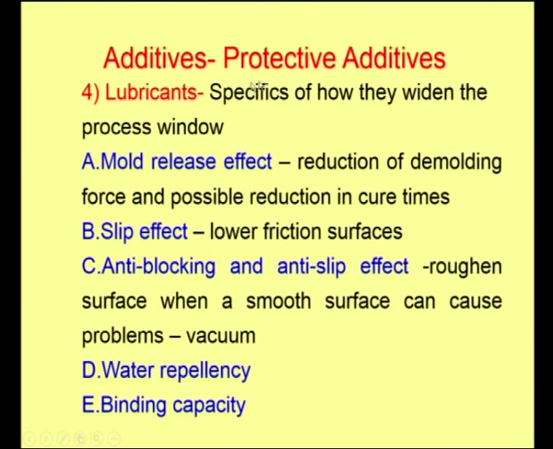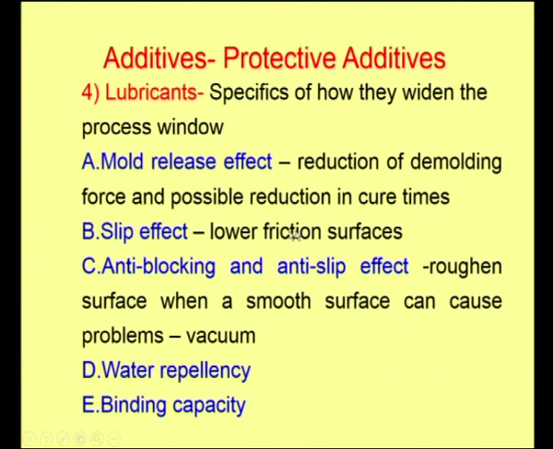Now, we will see how these lubricants actually enhance the process window, that is, the choices that are available for a process engineer. The first one is the mold release effect. Mold release effect actually has a direct effect on the cycle time. Cycle time is the total time taken for the melt to fill the mold completely, and once the product is formed, it has to be ejected out from the mold. So that cycle time will be reduced by adding a good lubricant that will give a good mold release effect. This is how it functions. It will reduce the demolding force and give a possible reduction in cure times or the cycle time.